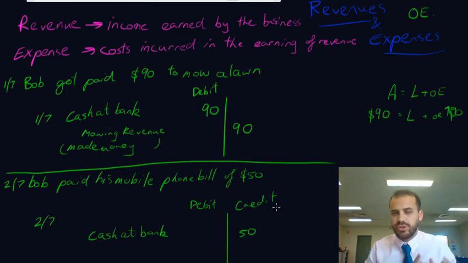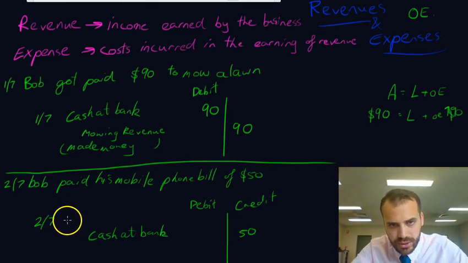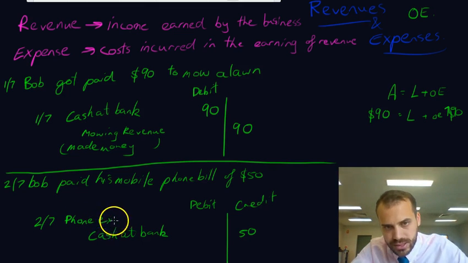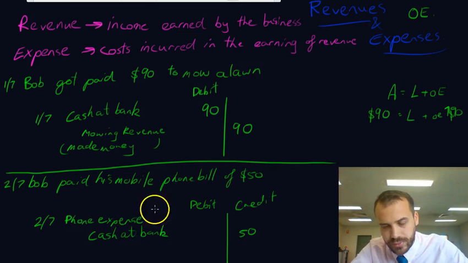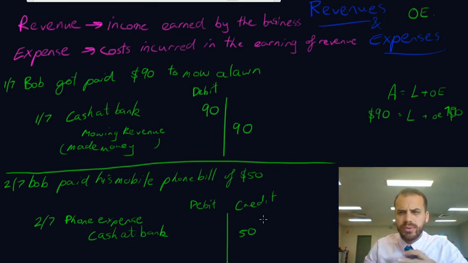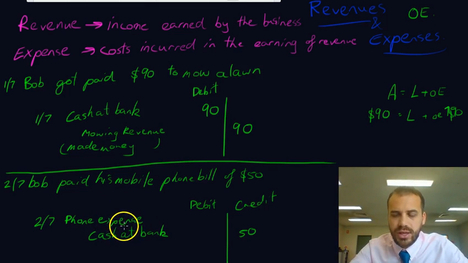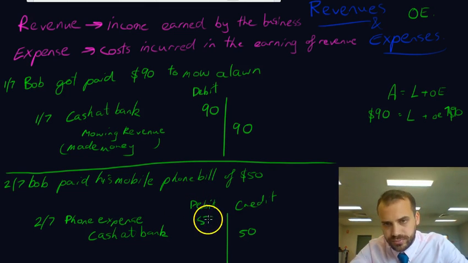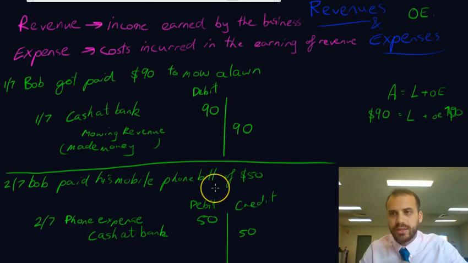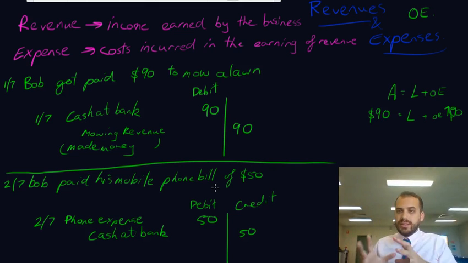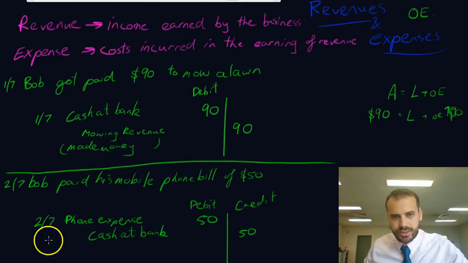Now we need a balancing transaction here, and our balancing transaction is going to be a phone expense, and we have to debit it. Why are we debiting it? Because expenses are owner's equity accounts, and owner's equities, when they decrease, you debit them. Okay, that's it. Make sure you journalize it. Paid a bill.